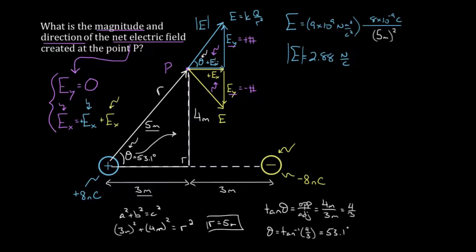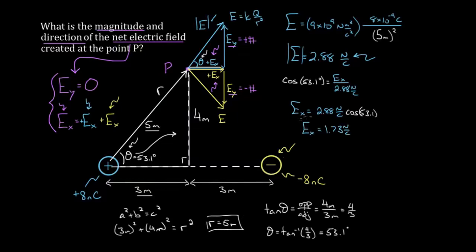So what do I do to get this horizontal component? This is the adjacent side to this angle. So this EX is adjacent to that angle, so we're going to use cosine. We're going to say that cosine of 53.1 degrees is going to be equal to the adjacent side, which is EX, divided by the hypotenuse, and we found the hypotenuse. This is the magnitude of the total electric field right here, which is the hypotenuse of this triangle, so that's 2.88. And we get that EX is going to be 2.88 newtons per coulomb times cosine of 53.1, which if you plug that into the calculator is going to give you 1.73 newtons per coulomb.